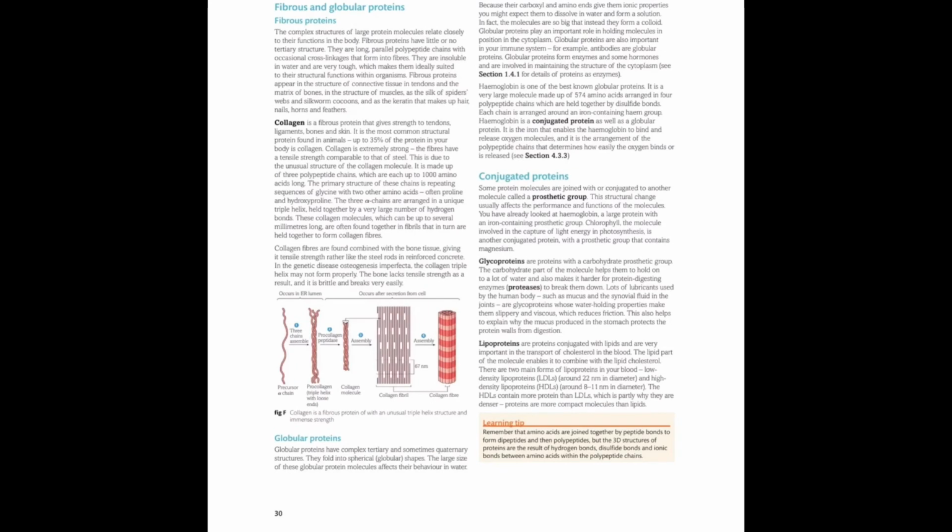Fibrous and globular proteins. Fibrous proteins. The complex structures of large protein molecules relate closely to their functions in the body. Fibrous proteins have little or no tertiary structure. They are long, parallel polypeptide chains with occasional cross-linkages that form into fibers. They are insoluble in water and are very tough. So insoluble and tough, which makes them ideally suited to their structural functions within organisms.